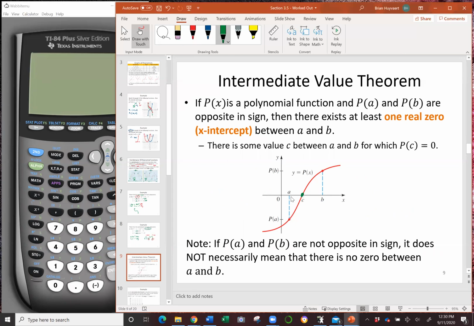So if I know, for example, that plugging in a gives me a negative y value, and plugging in b gives me a positive y value, then somewhere in between a and b, there's got to be a 0, right? So that's usually how we use this, though it can be used for other things. And this note at the bottom is, if p of a and p of b, so the y values at a and b, are not the opposite sign, so if they're both positive or both negative, there's not a whole lot for us to conclude about zeros.